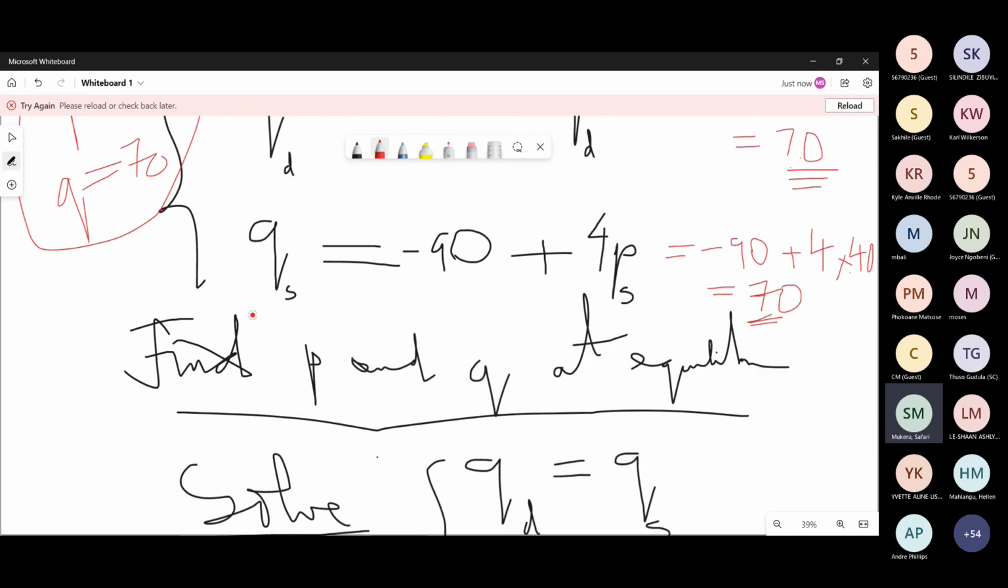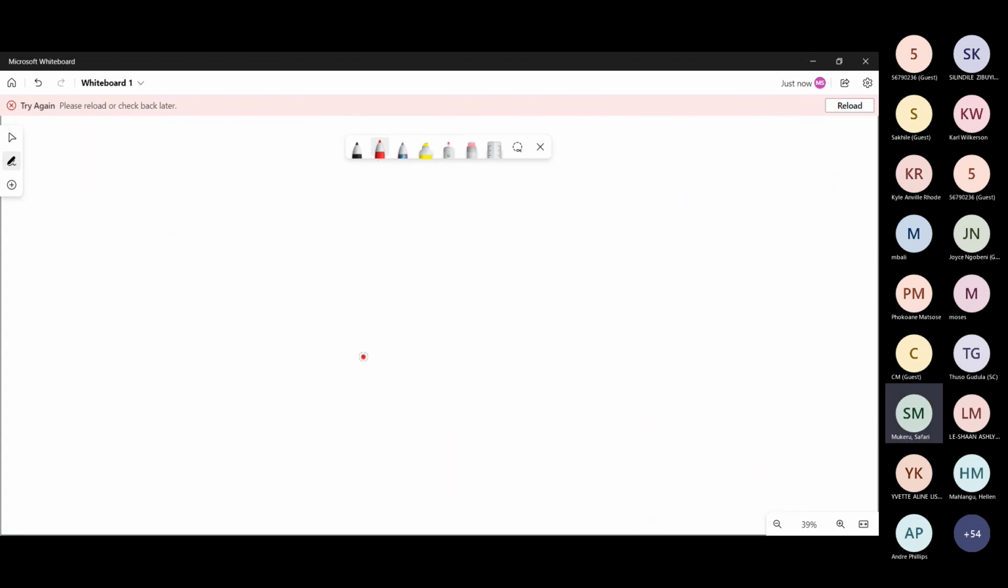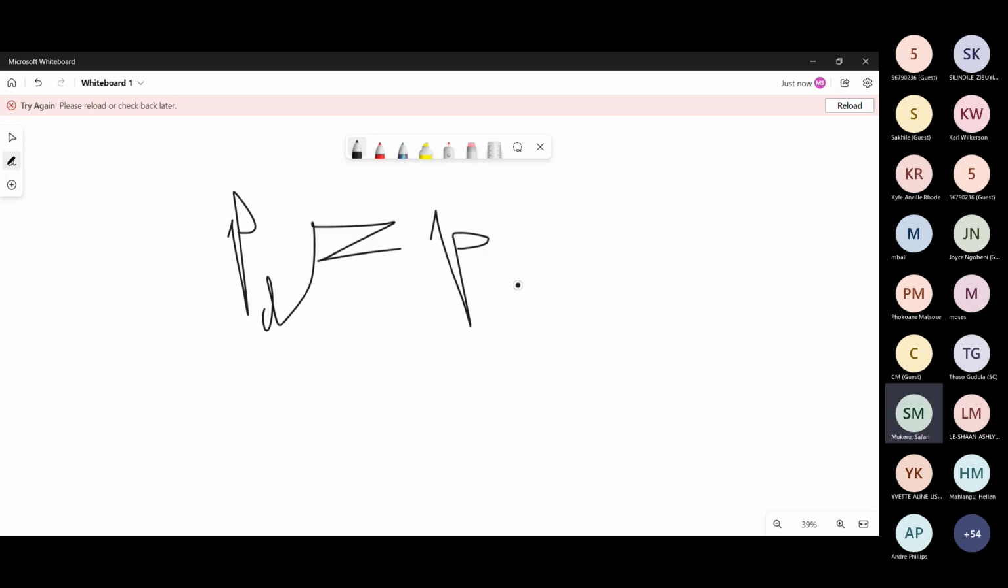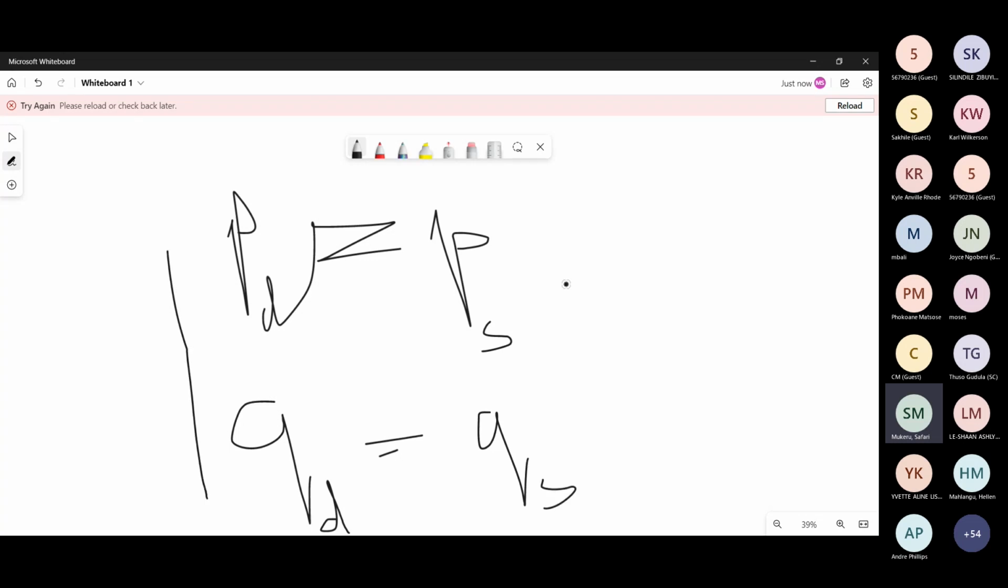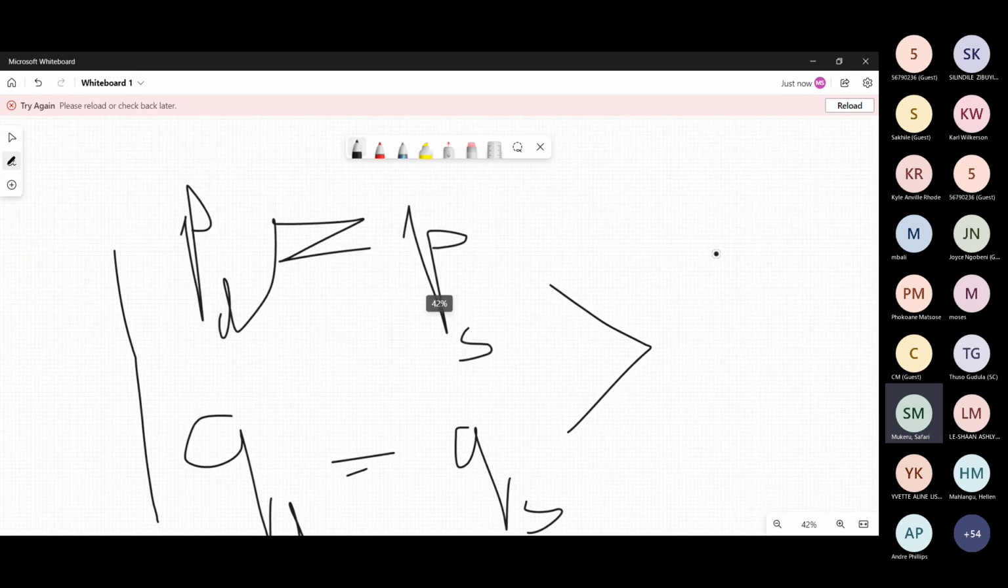Maybe if we can simply summarize: at equilibrium, the price demanded will be equal to the price for the supplier. And also, the quantity demanded will be equal to the quantity supplied, Q equals QS. You solve this and you find one value for P and one value for Q. This is how we find the equilibrium point.